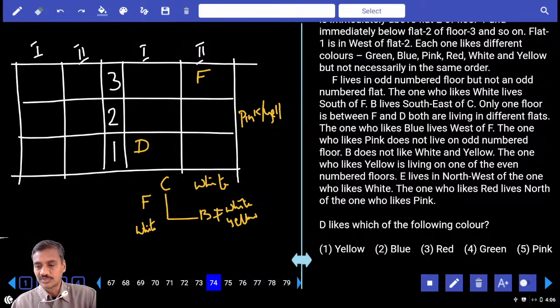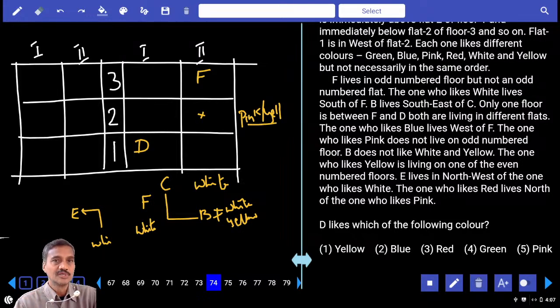And E lives to the northwest of the one who likes white. Hence white is here, and E is to the northwest of the one who likes white. And next one, now where should this white be? White cannot be at this place, because if white is here, pink and yellow must be on the second floor. Hence white cannot be here. White must be here.